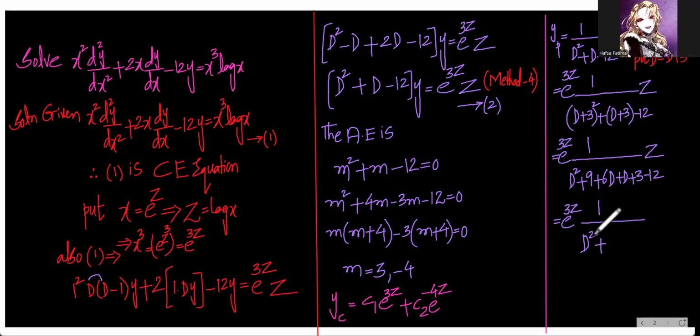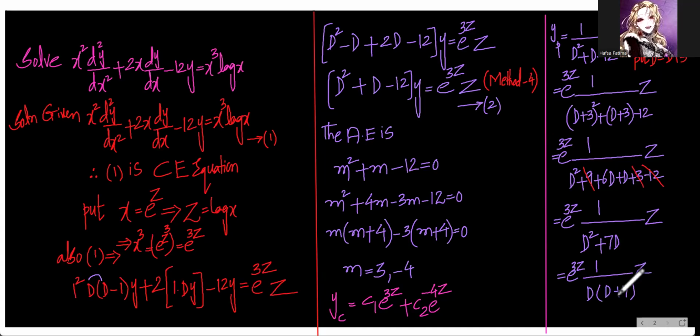Okay, now this is 7d, and this is, I think, cancelled. Look at that: plus 9 plus 3 is 12, and minus 12 will be cancelling here right now. This is z. Now taking e power 3z, e power 3z into 1 by d square plus 7d, we can take d common, so d plus 7, into z.